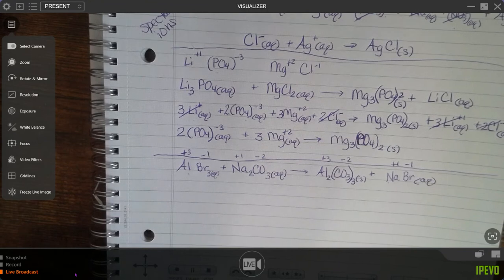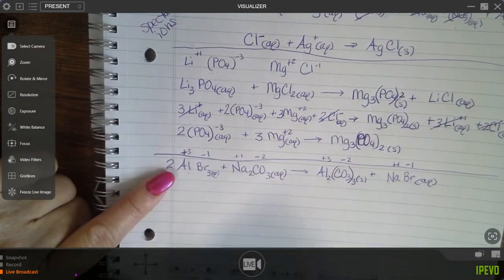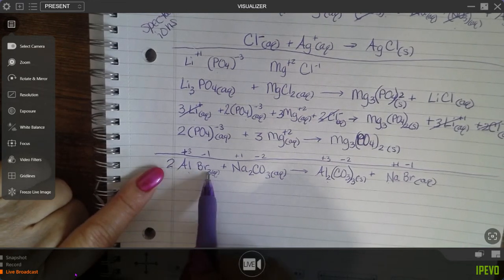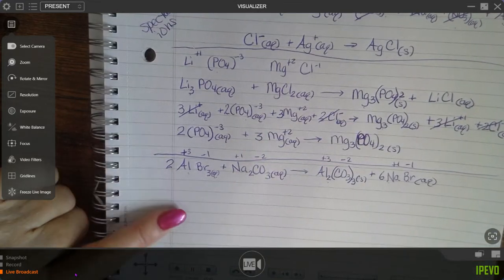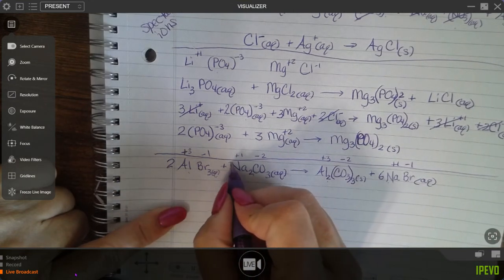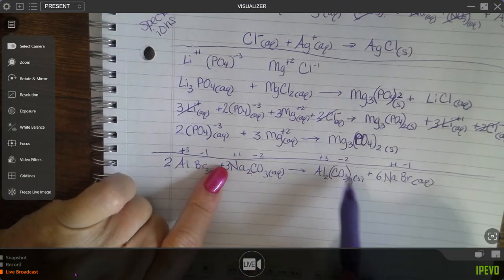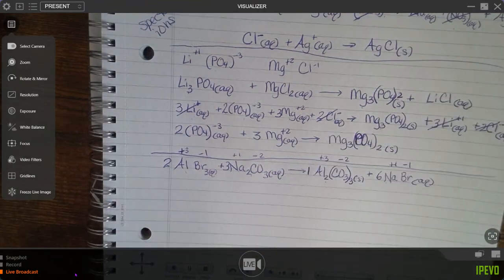Okay, now let's balance this one first, just because we didn't do it last time. So let's see, I have 2 aluminum in my product, so I need 2 aluminum in my reactants. That gives me 6 bromine. Over here I've only got 1, so this is going to be a coefficient of 6. I now have 6 sodium. Here I only have 2 sodium, so 2 times 3, that gives me 6 sodium. And that gives me 3 carbonate, which I had 3 carbonate, so I should be balanced. This is just a 1. All right, one more time.